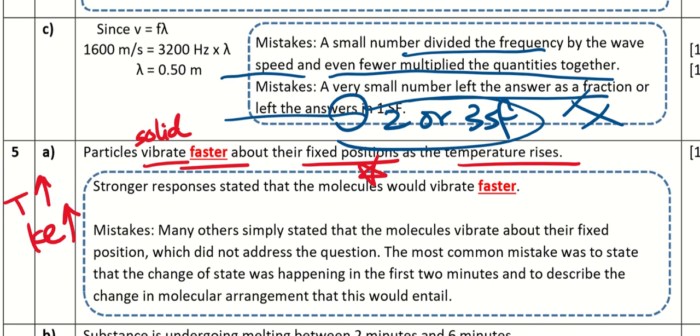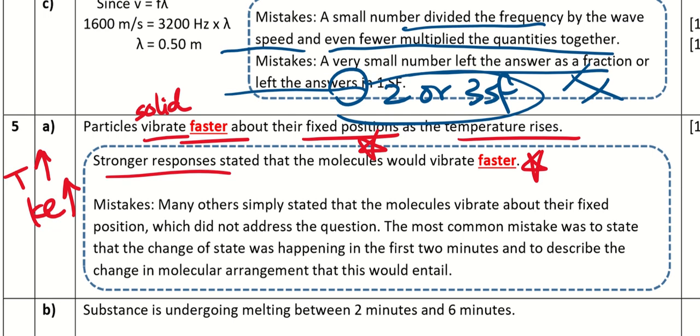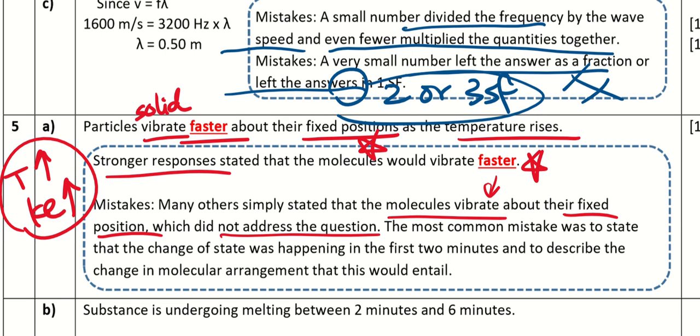So look at the remark. Stronger responses stated that the molecules will vibrate faster. Mistakes: many others simply stated that the molecules vibrate about their fixed position, without giving a description, which means it is faster because temperature increases, kinetic energy increases. So they actually did not address the question. They lost 1 mark without writing faster.